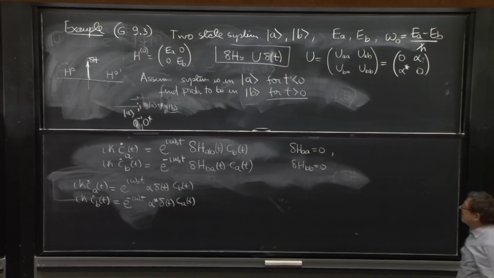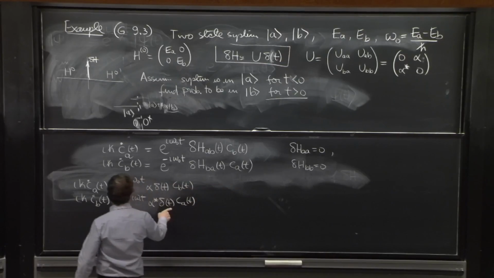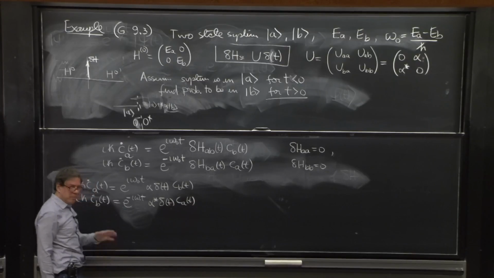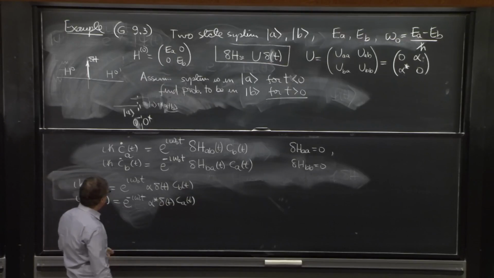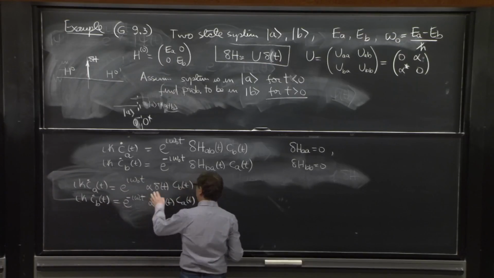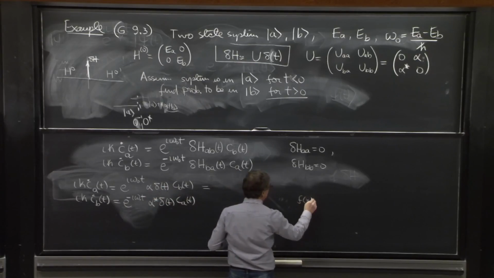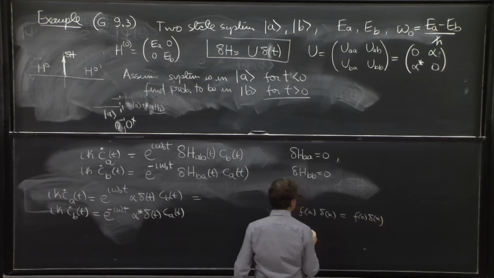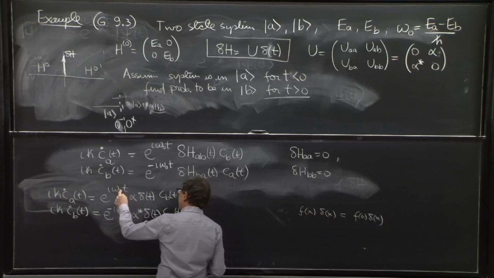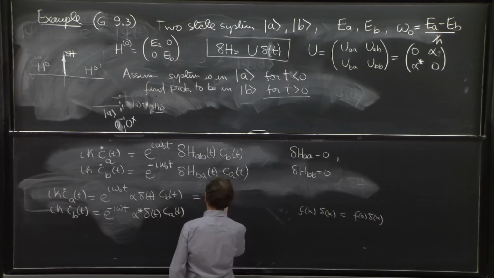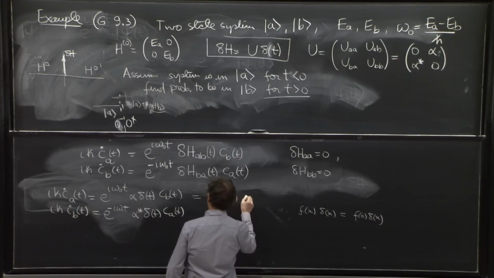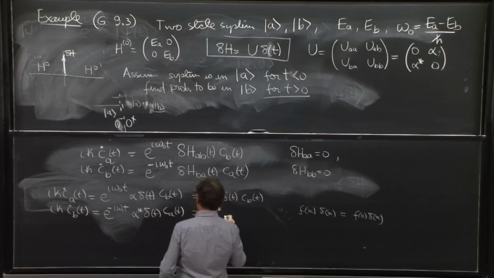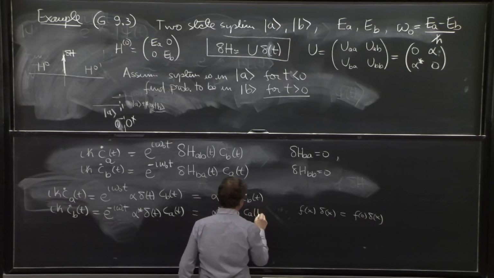Okay. Here I have a delta function of time. It says that this only matters when time is equal to 0. So things are a little delicate here, but let's see. Can I write here, well, if I have f of x times delta of x, we know this is f of 0 times delta of x, because anyway, only 0 is going to contribute. So I can put time equals 0 here and forget about this exponential. I have alpha delta of t, C_B of t. And here I have alpha star delta of t, C_A of t.